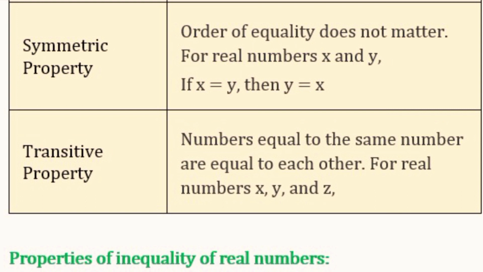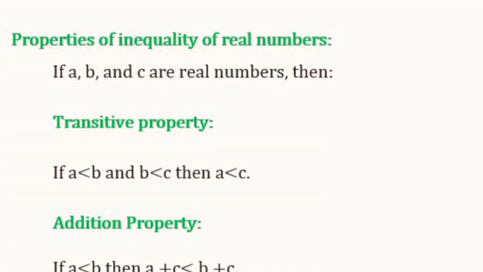Next property is transitive property. Numbers equal to same number are equal to each other. Next, properties of inequality of real numbers. If a is less than b and b is less than c, then a will also be less than c. Take any example. We have 2 less than 3 and 3 less than 4. Clearly obvious that 2 will be less than 4.